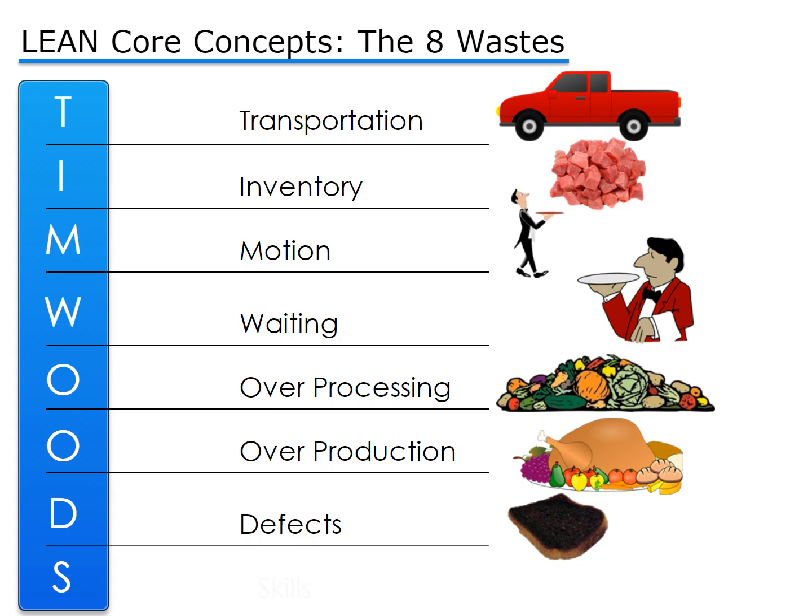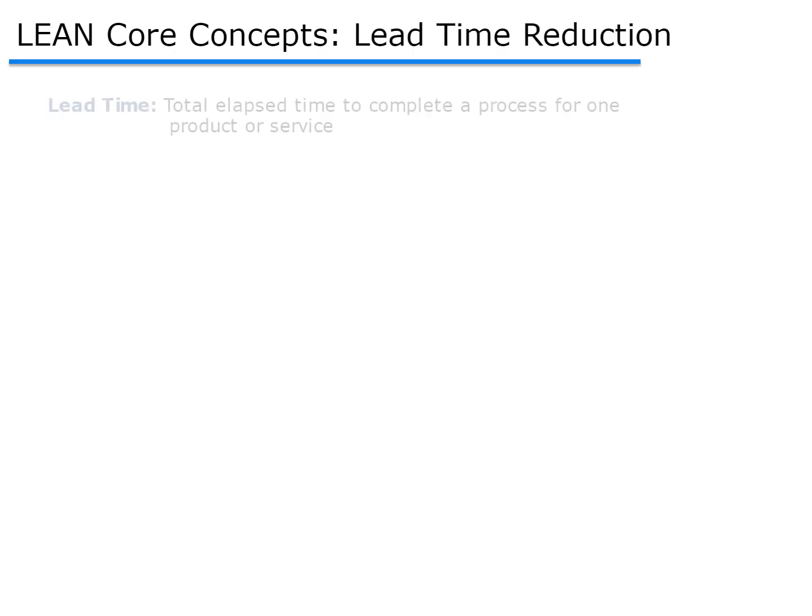Skills are where we have failed to utilize the skills of our employees to maximize the customer value. Where waste exists, our cost will be higher, service level lower, and lead time longer for our customer. Lead time is the total elapsed time to complete a process for one product or service. Reducing variability in lead times makes the process more predictable.